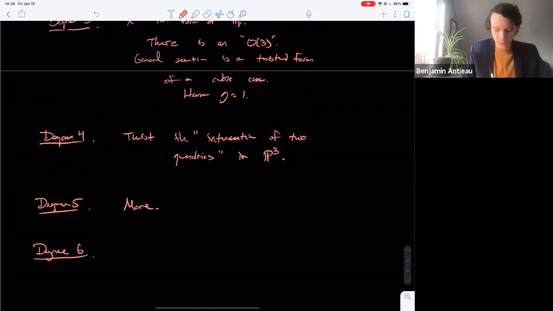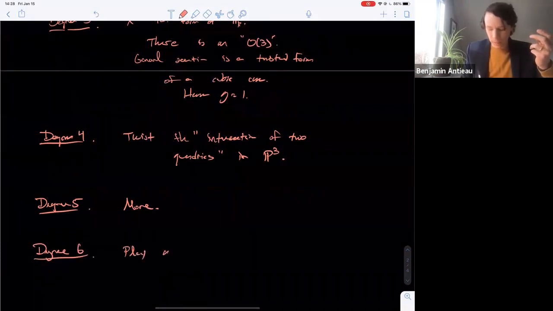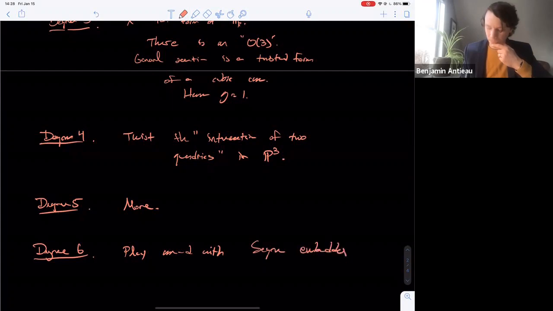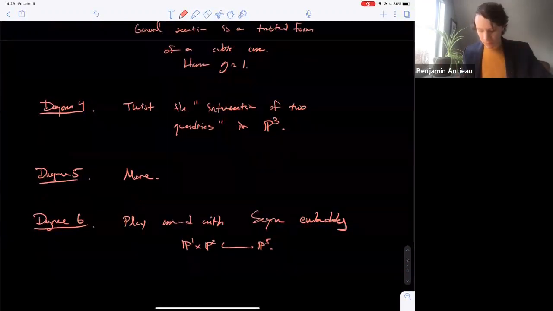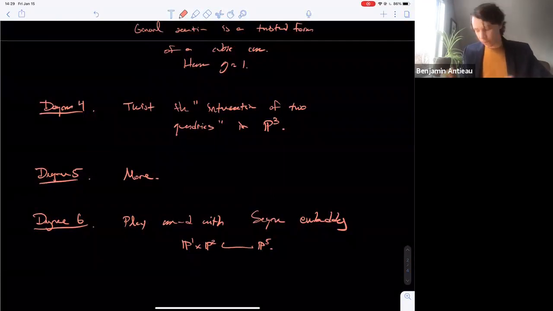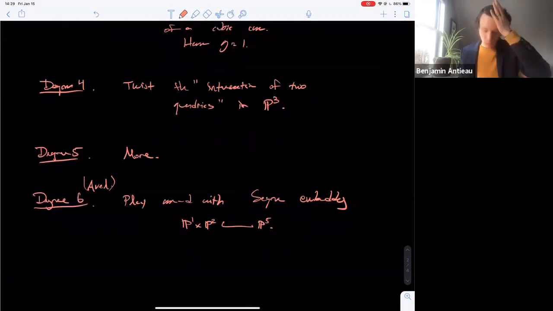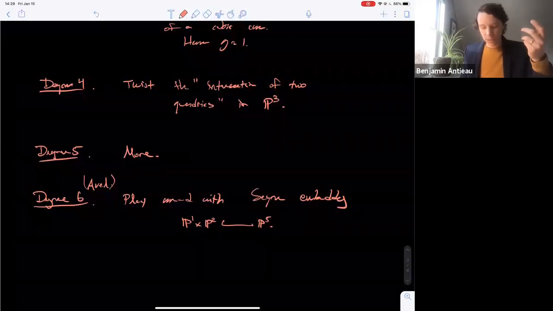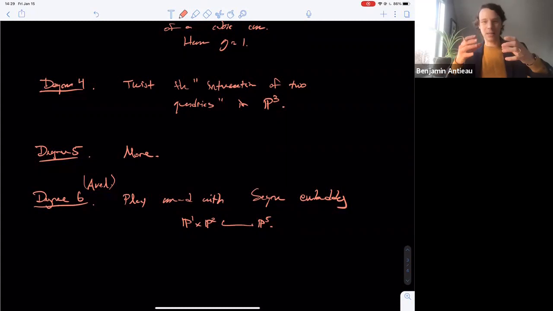Let me just say one word about degree six. You play around with the Segre embedding from P1 cross P2 into P5. That's due to Asher. Every degree six Severi Brauer variety has inside it a twisted form of the product P1 cross P2, a product of Severi Brauer varieties. And so you can start to use that to solve this problem.